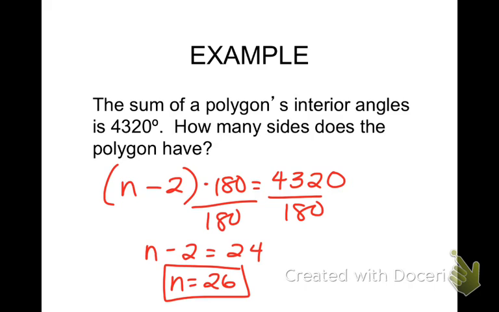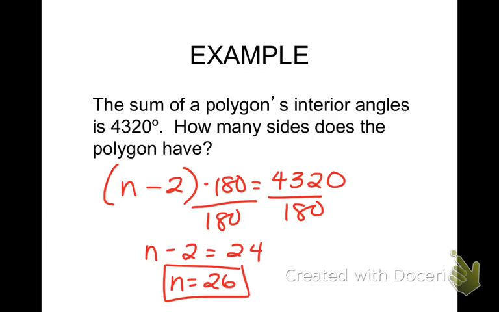26-gon. I'm sure it has a fancy name. I don't know what that name is. So we would just say 26-gon and be lazy about it. Okay? So that gets us the sum of all of the angles.